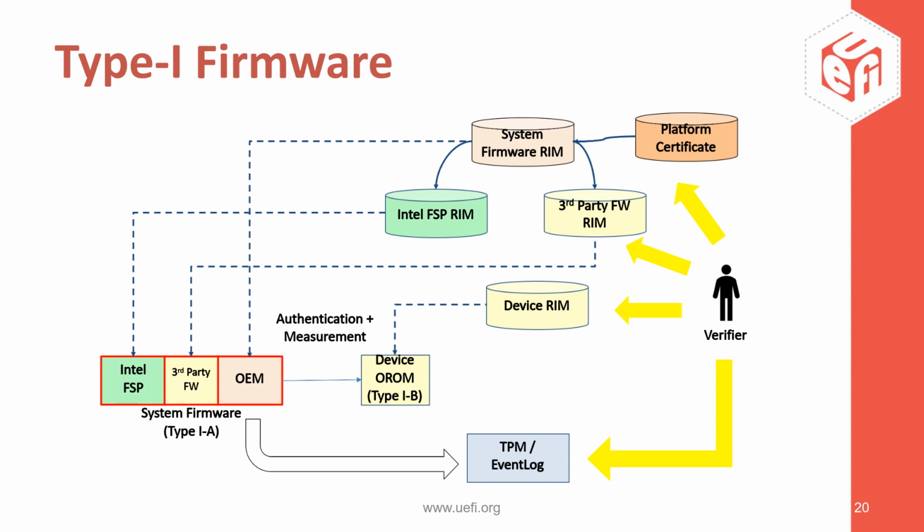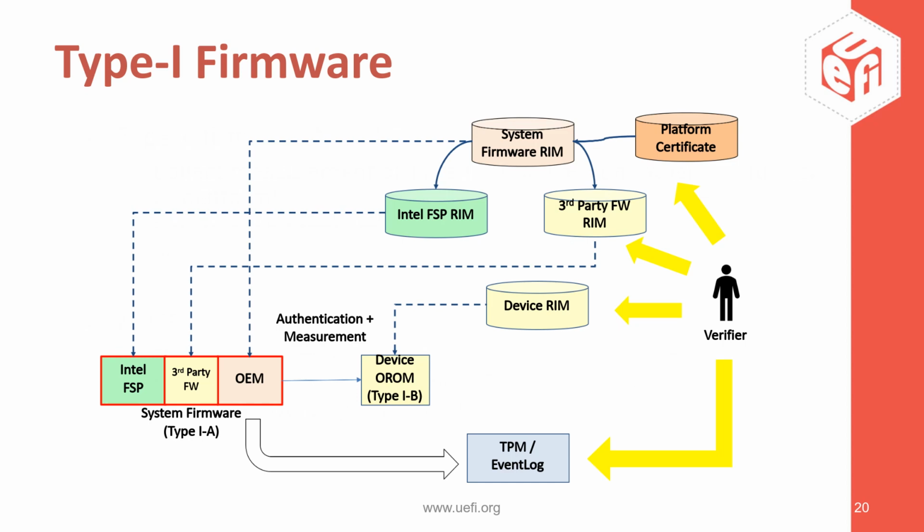The rule is applicable for the Type 1B firmware as well. The option ROM or the PCI card should have a dedicated RIM to describe this information. The verifier needs to collect all related RIMs to know the detail of the platform and track if each component is the latest one.